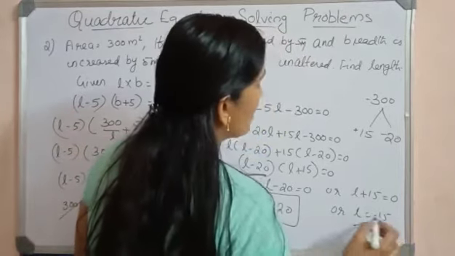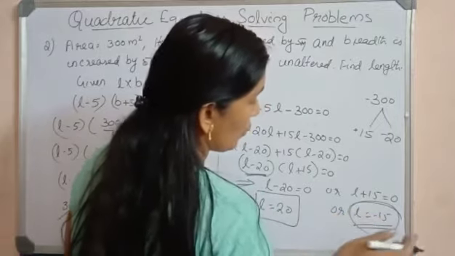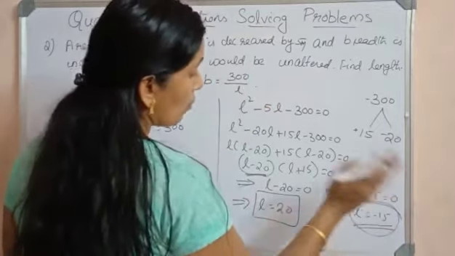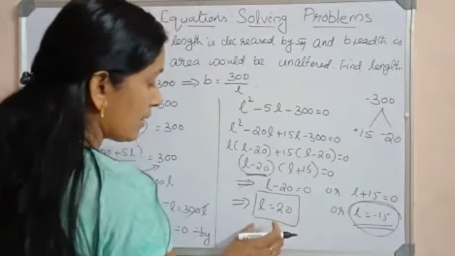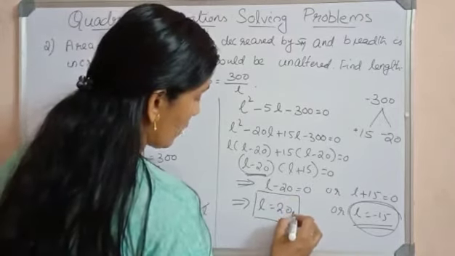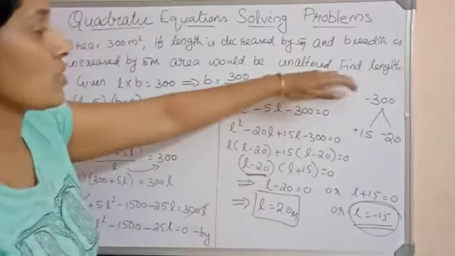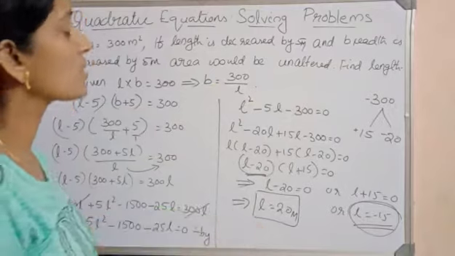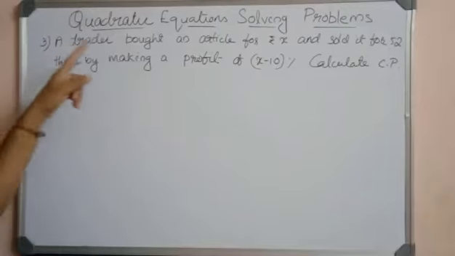And here the length cannot be negative. Therefore, you cannot consider L is equal to minus 15. Therefore, the length is 20 here. It is 20 meters. So the question is to find the length and therefore the length is 20 meters. Look at the next question.